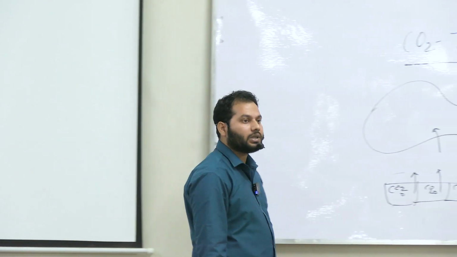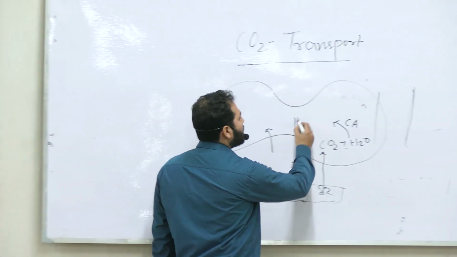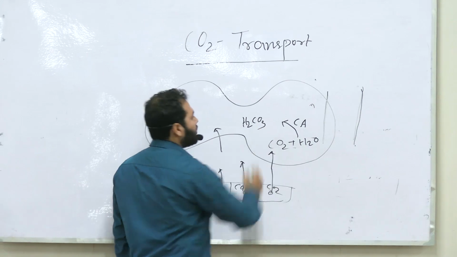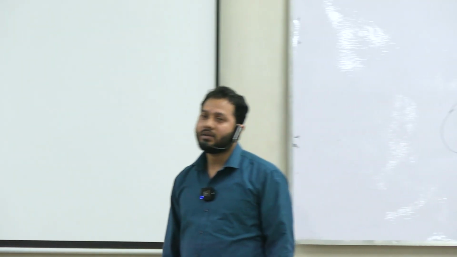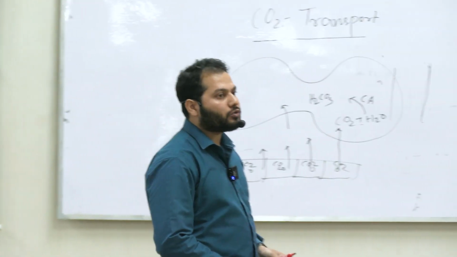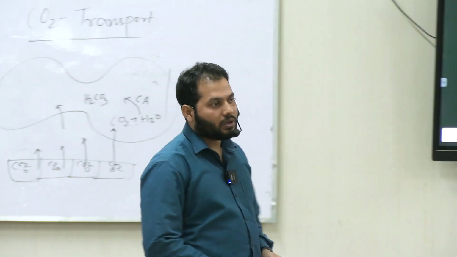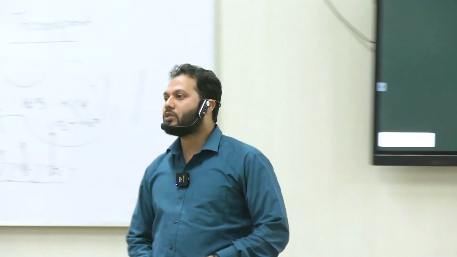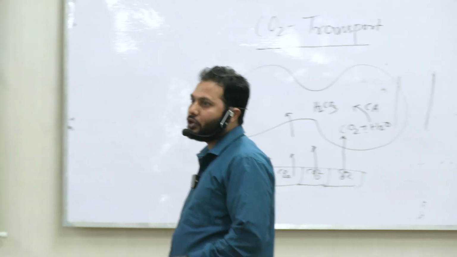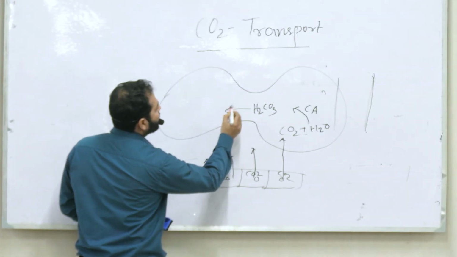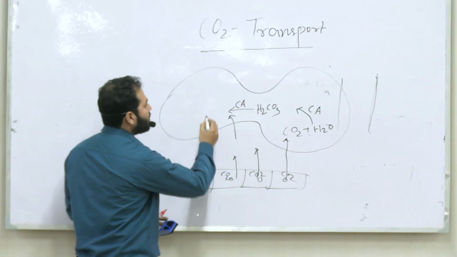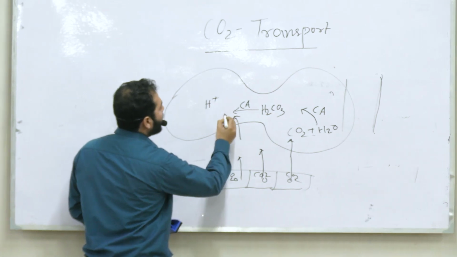And it produces carbonic acid, right? This carbonic anhydrase enzyme is involved not only in the production of carbonic acid, it is also involved in the breakdown of carbonic acid, right? So here this carbonic acid is again broken down into some ions, right?